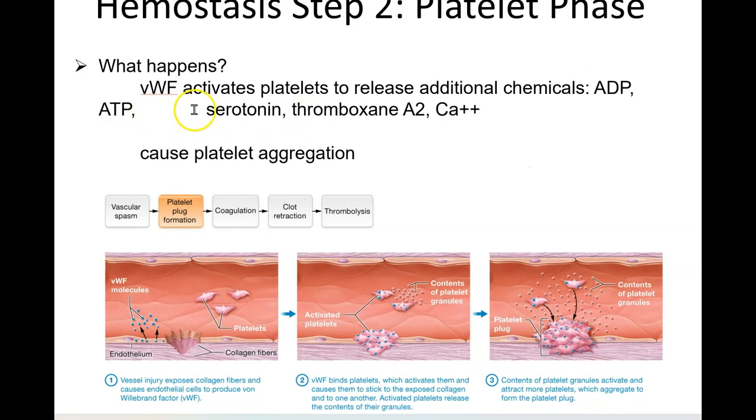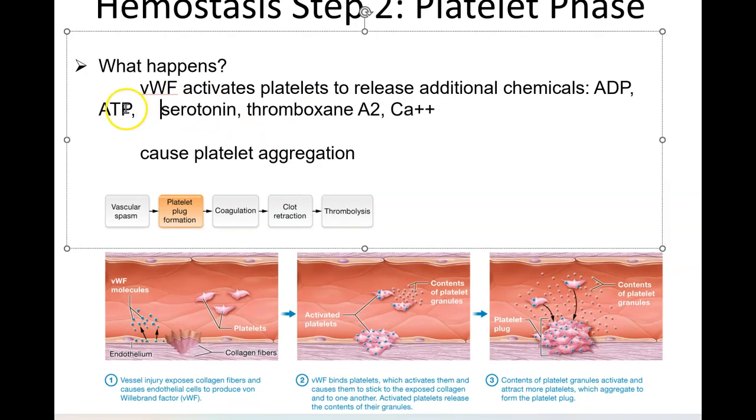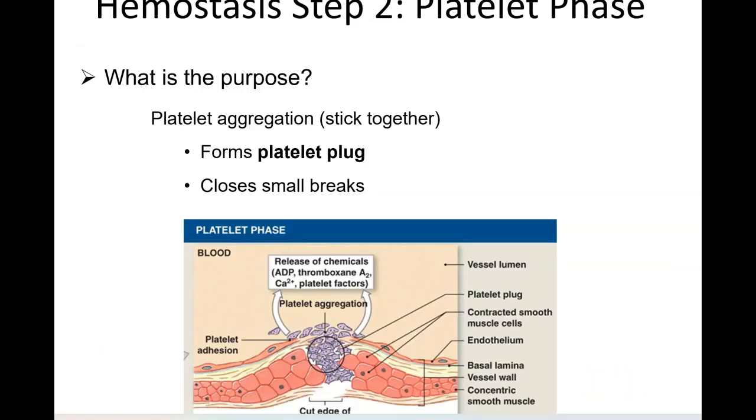So we get this activation, we get more chemicals released. And you can see some of the chemicals that are released: ADP, ATP, even more serotonin. Serotonin helps with the spasm and also with the activation of the platelets, thromboxane A2, and calcium. And so we get positive feedback where the platelets stick and they clump and they release chemicals, and they get activated and they stick together.